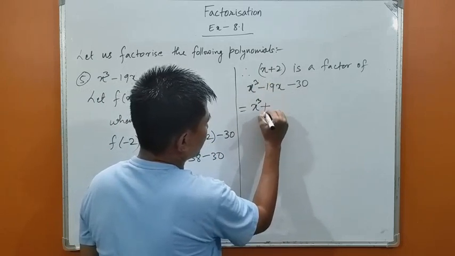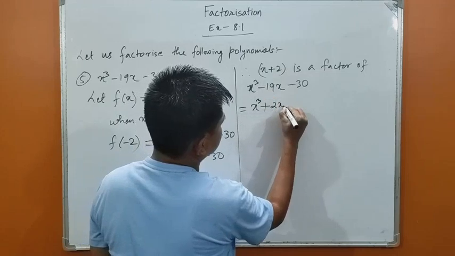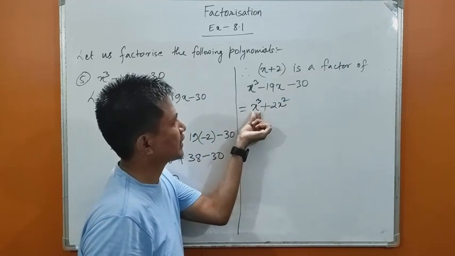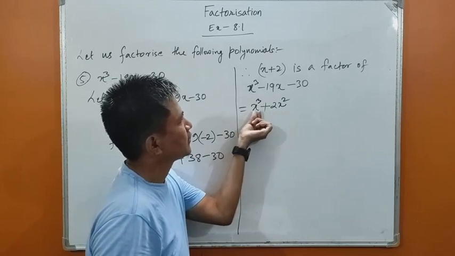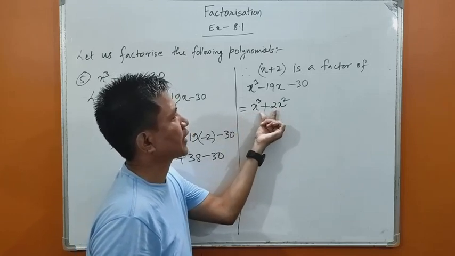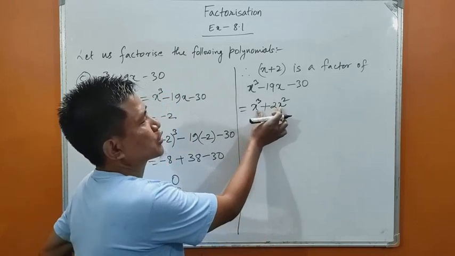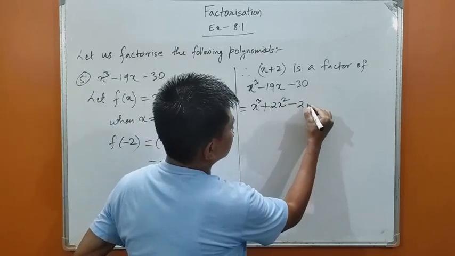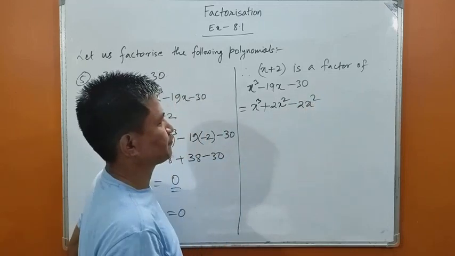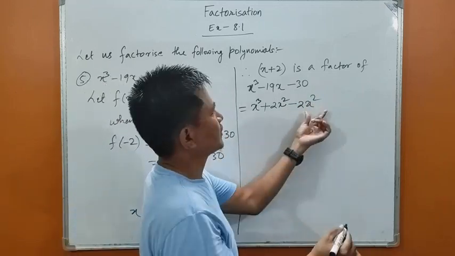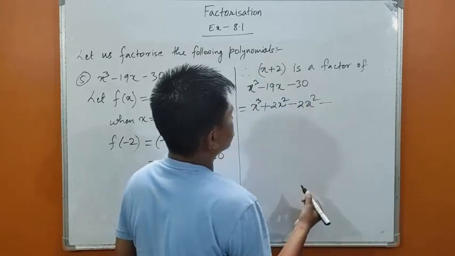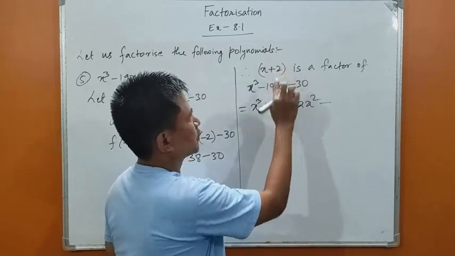x square plus 2x square. When we take x square common, it becomes x plus 2 within the bracket, isn't it? x plus 2 remains within the bracket. Now to balance this plus 2x square, I put minus 2x square here, okay? Now again I need x plus 2, so minus into minus becomes plus.